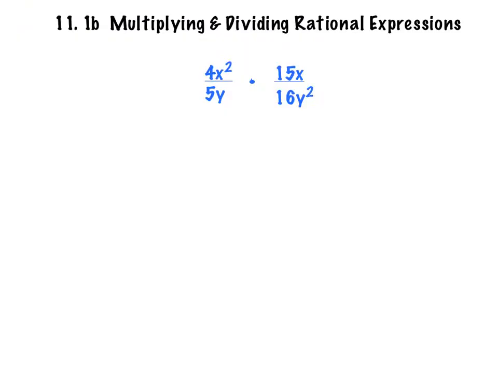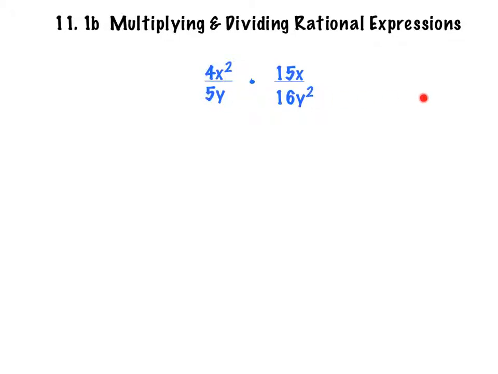Hi there. Let's take a look at 11.1b where we are multiplying and dividing rational expressions. Rational expressions means you're going to have fractions with variables in the denominator, so we've got a lot of variables here. If you will recall, you multiply fractions straight across. So I'm basically going to take my 4x squared times my 15x and get my numerator, and then I do the same thing in the denominator.